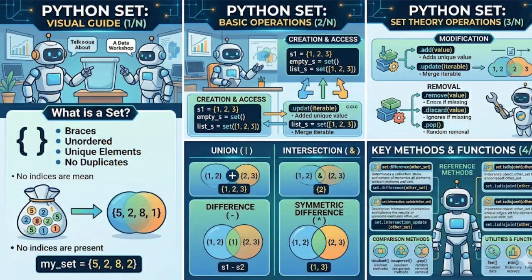This slide introduces the main properties of a set. A set uses curly braces, does not maintain order, and does not allow duplicate values. For example, if we define my_set equals {5, 2, 8, 2}, even though 2 appears twice, the set will automatically store it only once. So the final set becomes {5, 2, 8}, or similar order depending on execution.